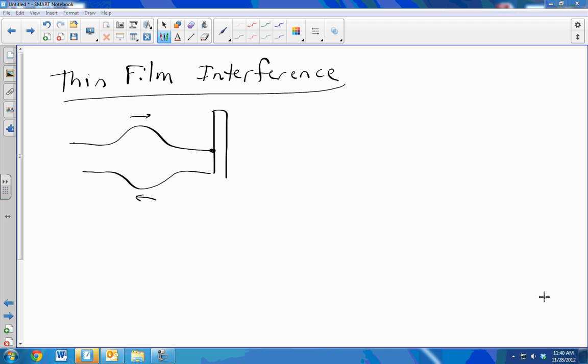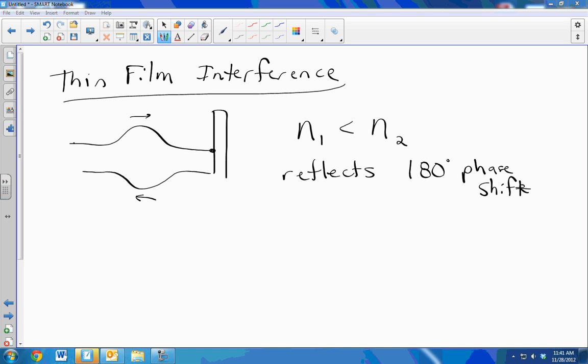Now, all this behavior is true for all waves. So sound waves do this, or not sound waves because sound waves are longitudinal, but any transverse wave. So string waves would do this, but light is a transverse wave, so light actually obeys this behavior as well. When it strikes a medium where the index is greater than the medium that it starts with, it reflects the wave back with what we call 180 degrees phase shift. Basically, that means it reflects back the wave inverted from when it came.